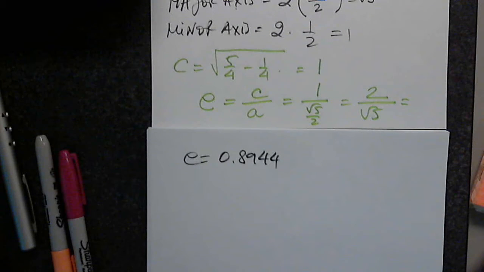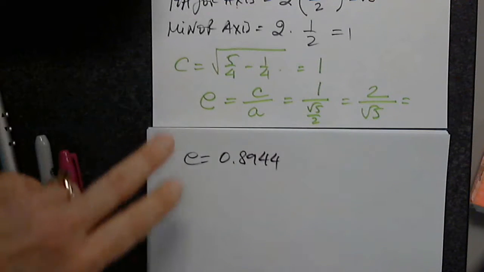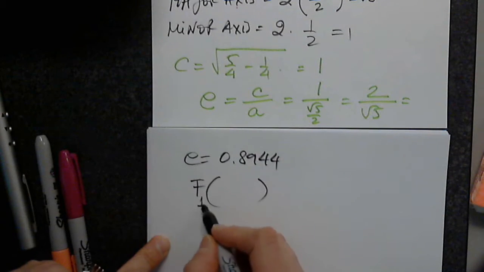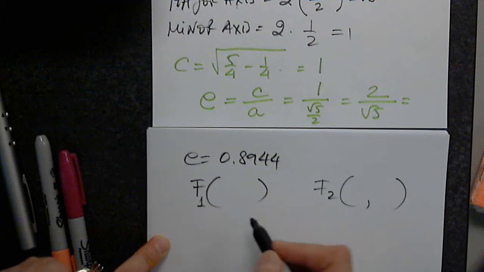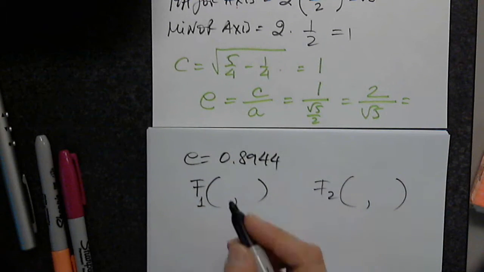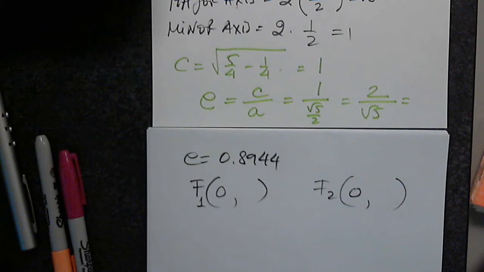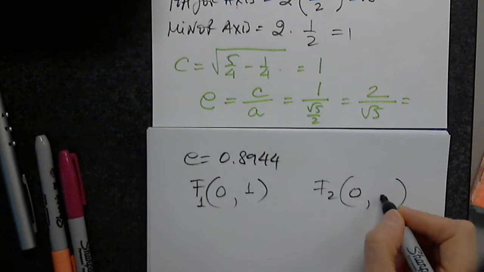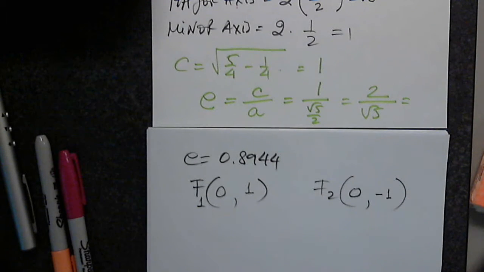0.8944. Quite eccentric, right. Okay, so now the foci, F1 and F2. Are they on the x-axis or on the y-axis? If they are on the y-axis, then the first coordinate must be 0. And the coordinates are always 0, comma c or 0, comma negative c. But how much is c? 1. Yes. So it's positive 1 and negative 1. That's nice.